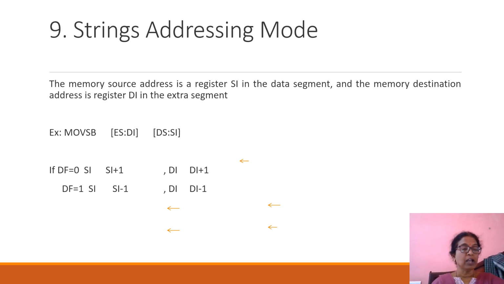Here the direction flag plays a very important role. If the direction flag is 0, the strings are accessed in ascending order. That is, the string available in SI, SI plus 1, SI plus 2, SI plus 3 is moved to DI, DI plus 1, DI plus 2. If the direction flag is 1, with descending order, the string available in SI, SI minus 1, SI minus 2 is moved to DI, DI minus 1, DI minus 2, etc.